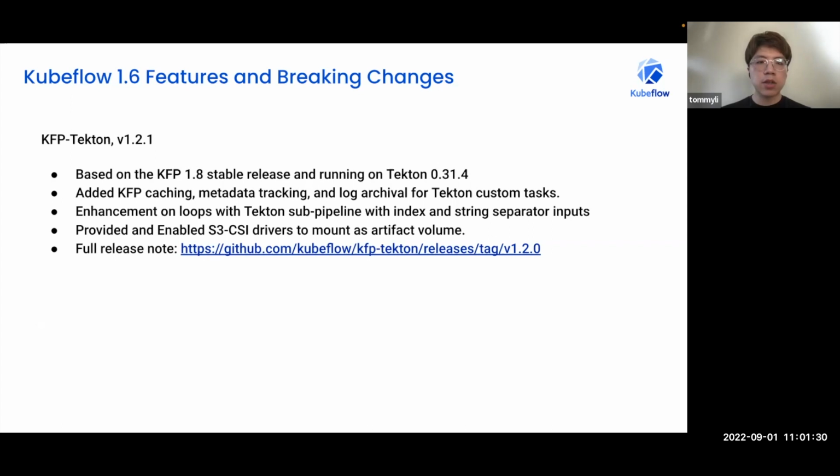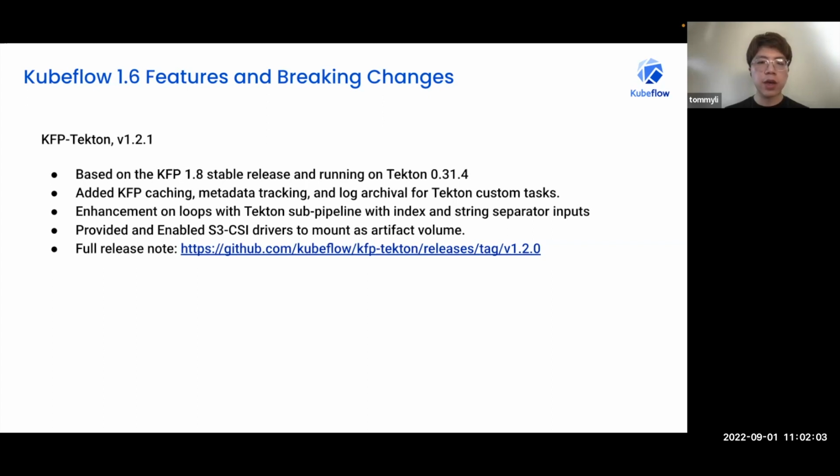For this release, KFP Tekton is going to have v1.2.1. This is based on the latest stable release from KFP 1.8, and it's running on top of Tekton 0.31.4. In these versions, we're going to add additional support for KFP caching, metadata tracking, and log archival to the new type of Tekton runtime, Tekton custom tasks. In addition to that, for the Tekton looping mechanism, we added support for index and string separators inputs. So this way, the upcoming KFP V2 support could also work on Tekton.